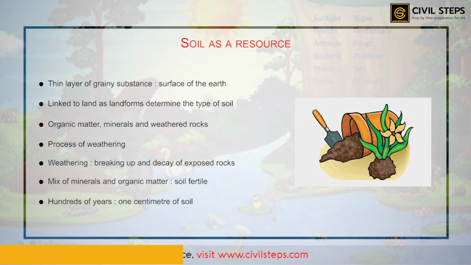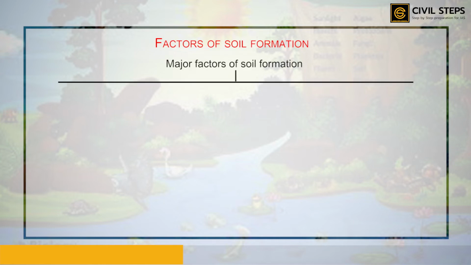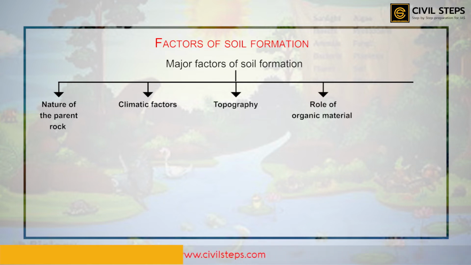So once we know about the formation of soil, let us know about the factors for soil formation. First, the major factors of soil formation are the nature of the parent rock and the climatic factors. Second, other factors are the topography, role of organic material, and the time taken for the composition of soil formation. Third, all these differ from place to place.